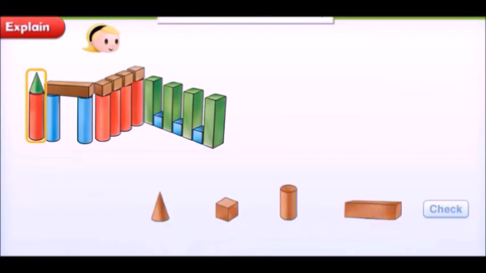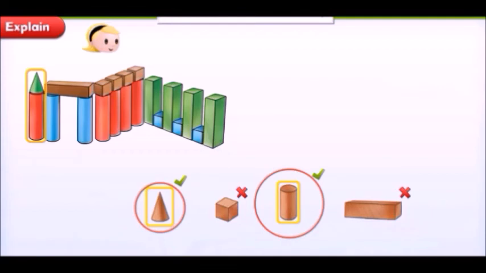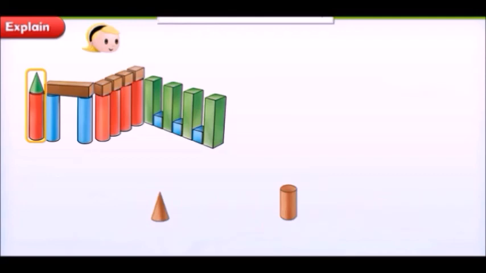Which shapes did Kim use to build the tower? The tower is made of a cone and a cylinder. They both have curved surfaces. Let's use the shapes to start building a model of the castle's tower. The cylinder is at the bottom of the tower. The cone is at the top of the tower, with its flat surface touching the flat surface of the cylinder.